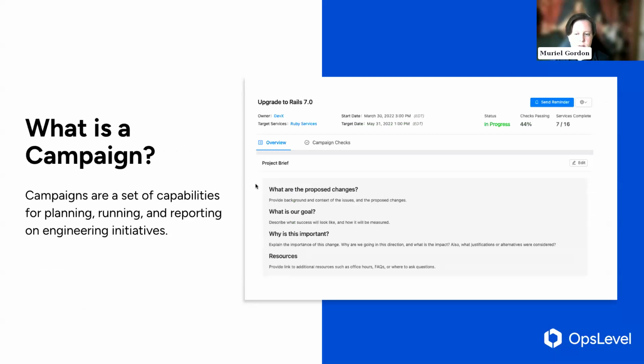The fourth and final definition is campaign. This is our last vocab word for the day. Campaigns are a set of capabilities for planning, running, and reporting on engineering initiatives. So these are short-term projects, and the way these overlap with service maturity is people use these as a way to painlessly implement new service standards. So that's the vocab for today.